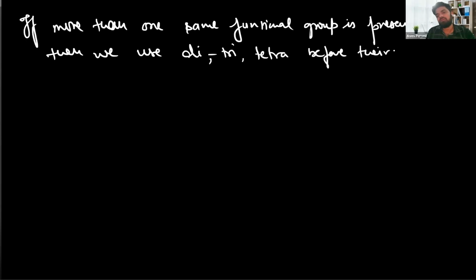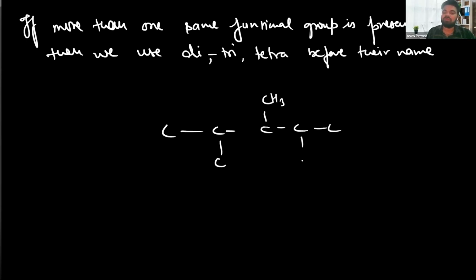For example, if you have one methyl group here, one methyl group here. Methyl means one CH3 group and one CH3 group here. Or one chloro here, Cl, and one chloro here, and one alcohol group here. So this is the main functional group. So we will number it this way: 1, 2, 3, 4, 5. So we have two chloro groups and two methyl groups.